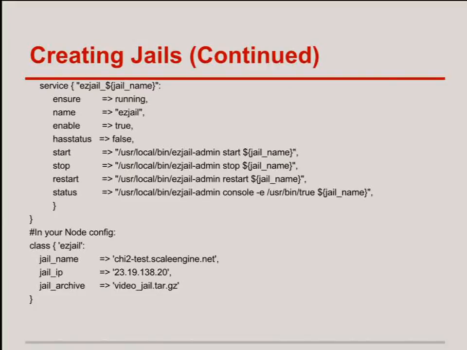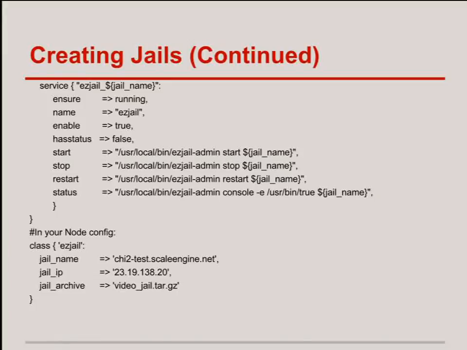And so we create a service definition for each jail. We say, make sure the jail's running. It's called easyjail. It's enabled. But the service command can't start each jail individually. So we had to teach it how to do that. So to start a jail, easyjailadmin start, jail name, stop, restart.